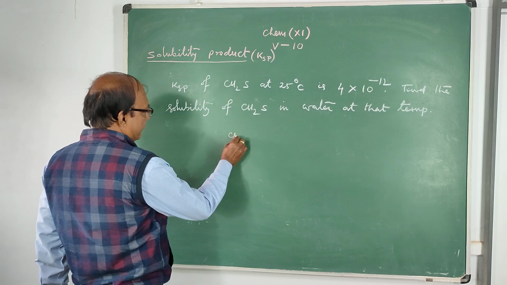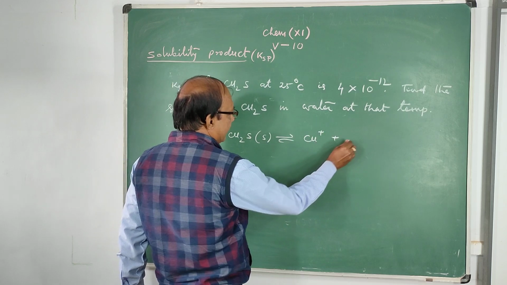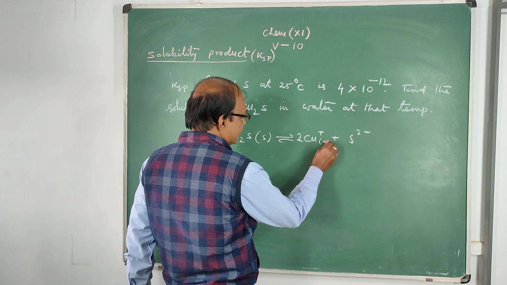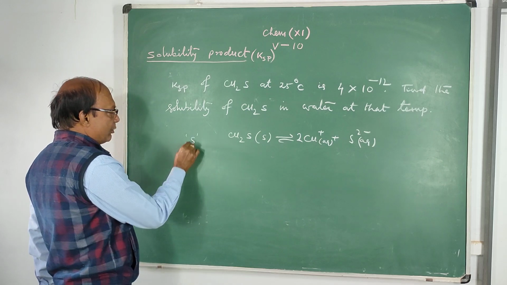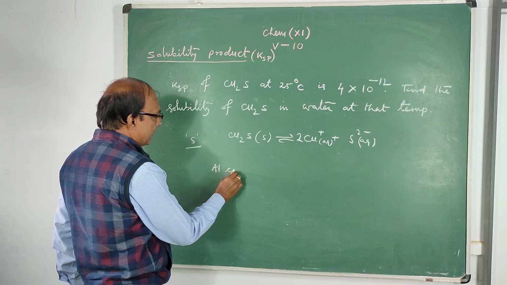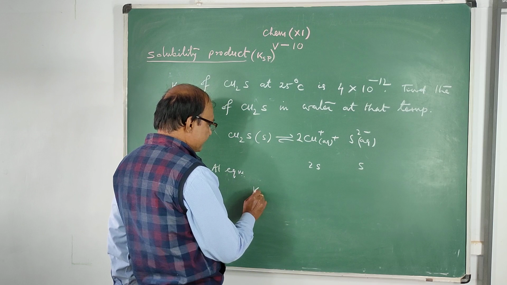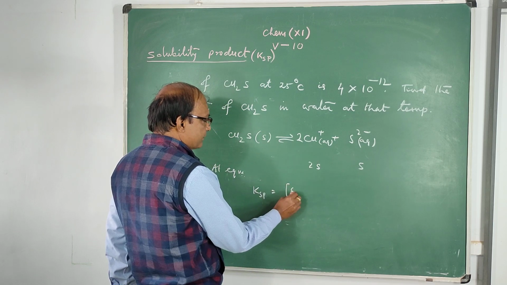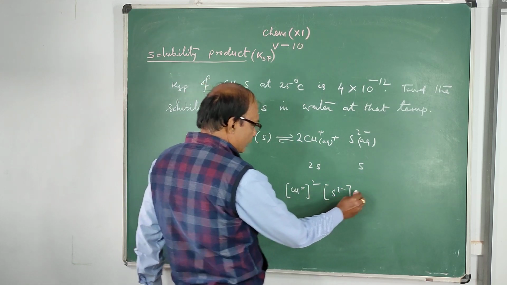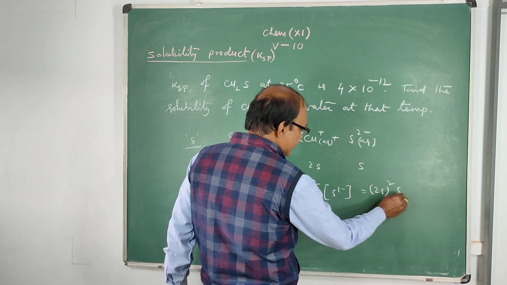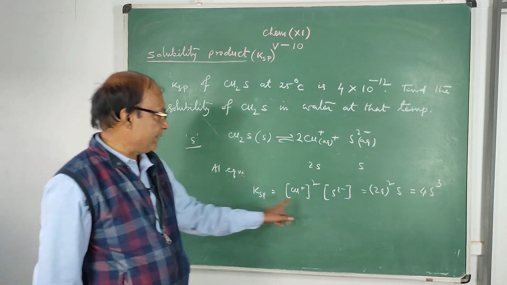Now see, cuprous sulfide, Cu2S, dissociates as Cu plus and S2 minus. So this is the dissociation of cuprous sulfide. Consider its solubility as S mole per liter. Therefore, at equilibrium, the concentration of Cu plus will be 2S, and the concentration of S2 minus will be S. Therefore, KSP equals the concentration of Cu plus to the power 2 into the concentration of sulfide ion. This is equal to 2S to the power 2 into S, which is equal to 4S cube. So the relation is KSP equal to 4S cube.